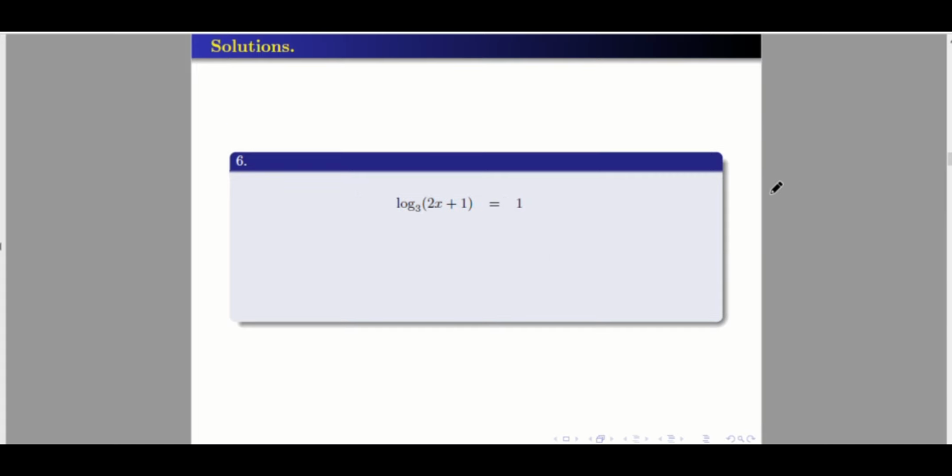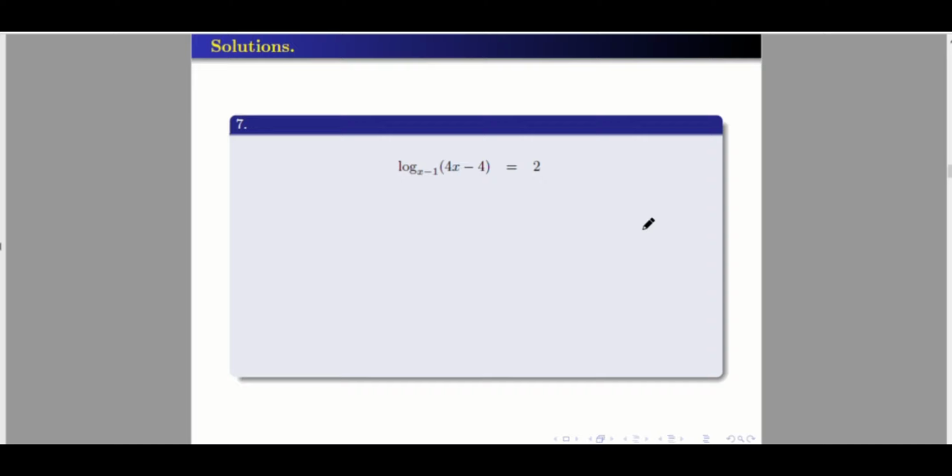So here, again, we have the same step. So convert this one to exponential form. So we have 3 raised to 1 equals 2x plus 1. So 3 raised to 1 is just 3. So you can transpose positive 1, so it will become negative 1. So we have 2. So dividing both sides by 2, we have x is equal to 1.